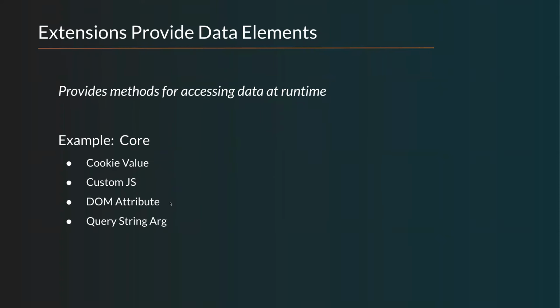And finally, extensions provide data elements. These are the methods for accessing data at runtime. Examples of data elements are a cookie value data element, which retrieves the value of this cookie; custom JavaScript, which can do anything that you can do in JavaScript and return some value that you can use within your rules, conditions, etc.; DOM attributes, query string arguments, and the list goes on and on. But just to give you an idea of what these things are and what they look like.